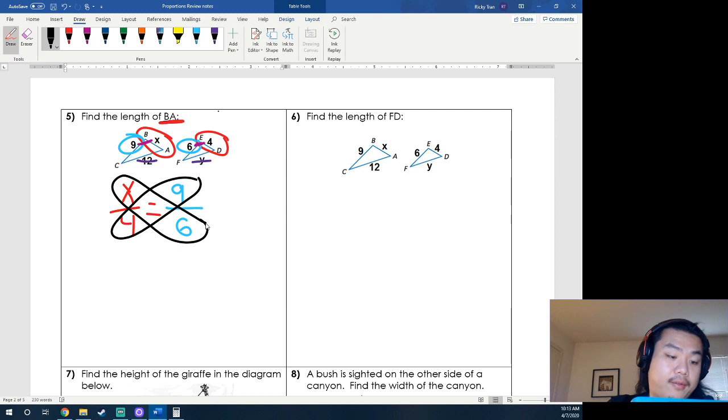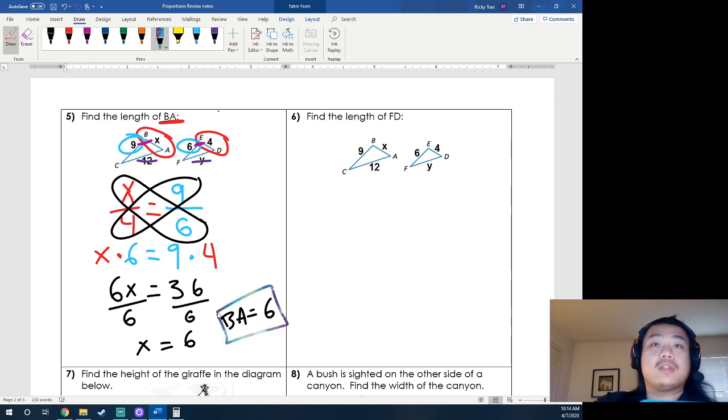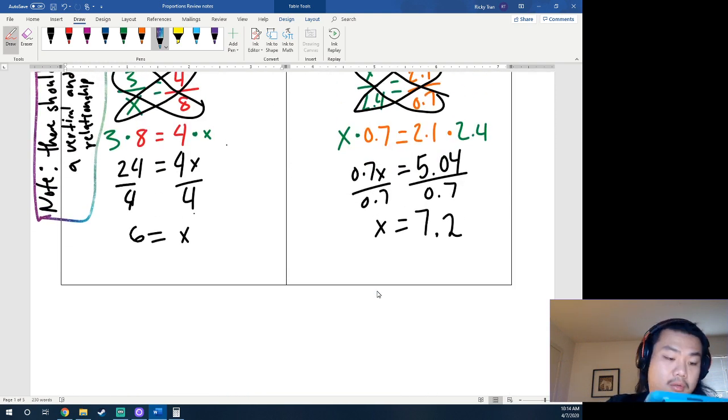We have x times 6 is equal to 9 times 4, or 6x is equal to 36. We divide by 6 on both sides. X is equal to 6, or BA is equal to 6. I forgot to circle on the other ones. So let's go back.